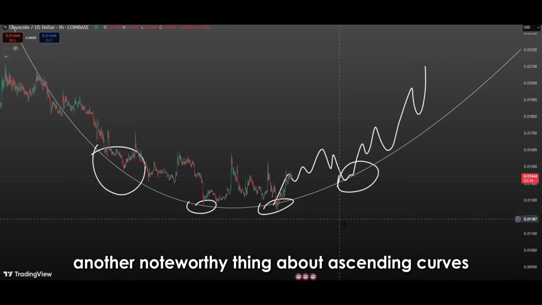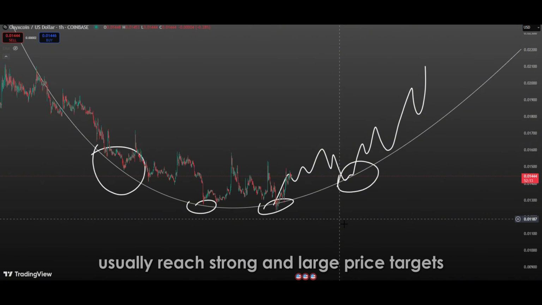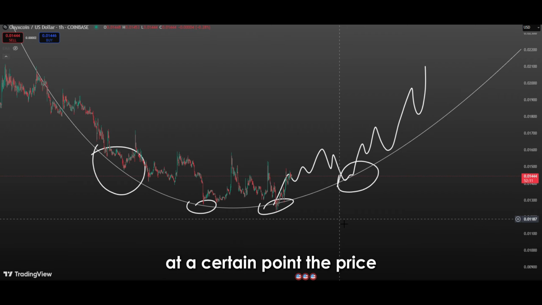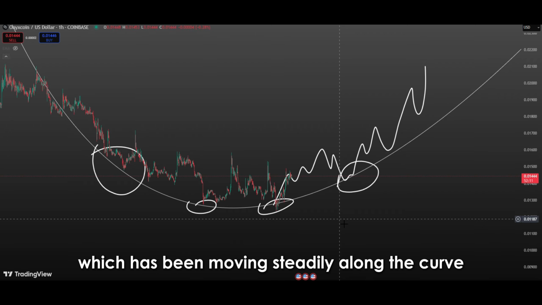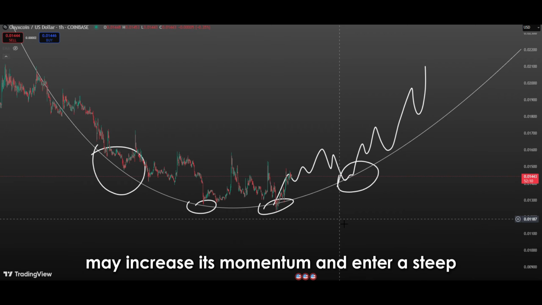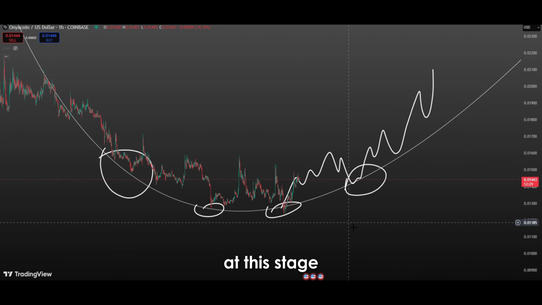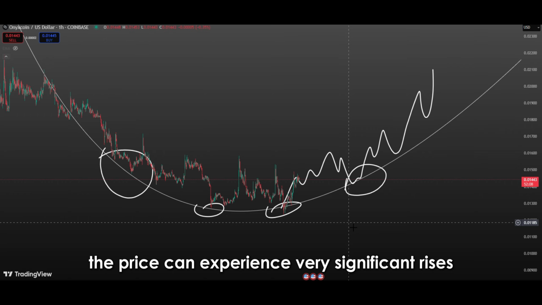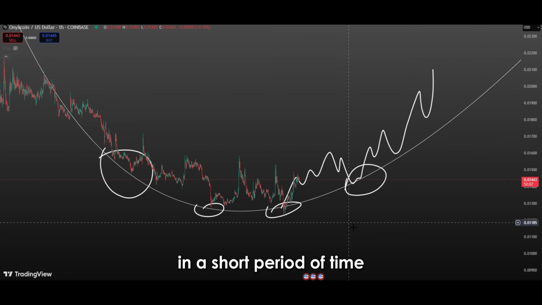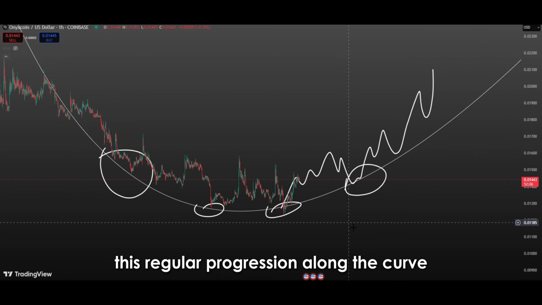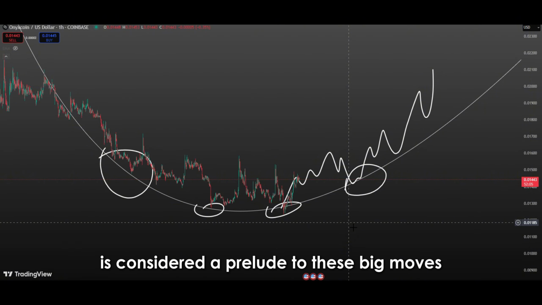Another noteworthy thing about ascending curves is that these structures usually reach strong and large price targets. At a certain point, the price, which has been moving steadily along the curve, may increase its momentum and enter a steep upward phase called parabolic bullishness. At this stage, the price can experience very significant rises in a short period of time. This regular progression along the curve is considered a prelude to these big moves.